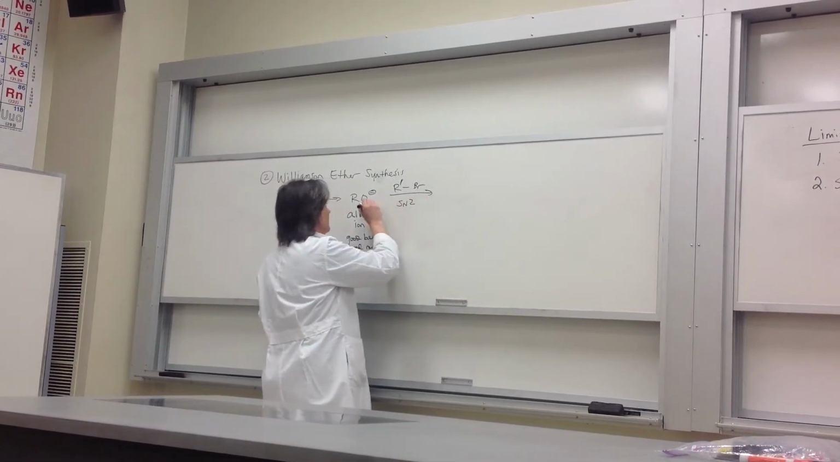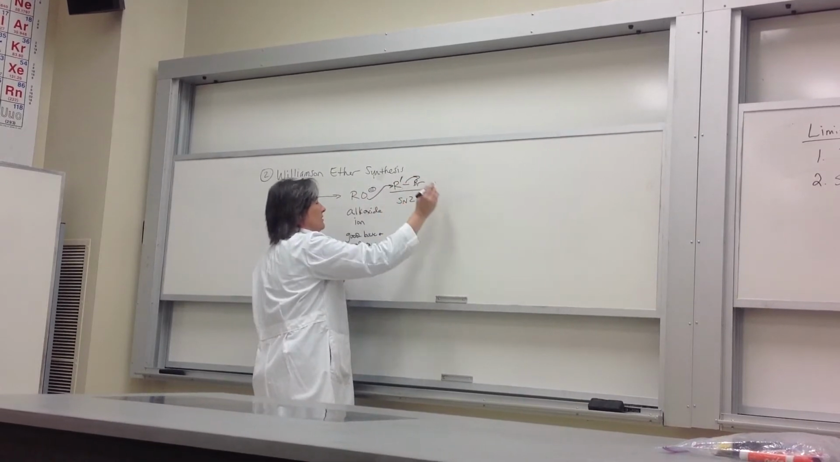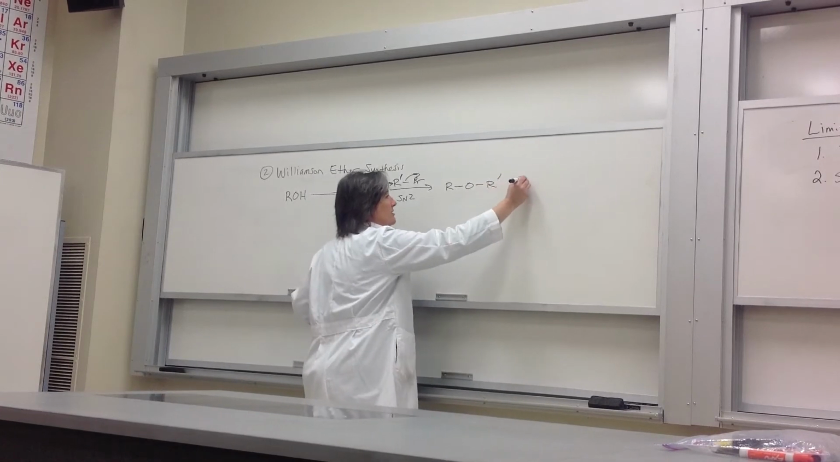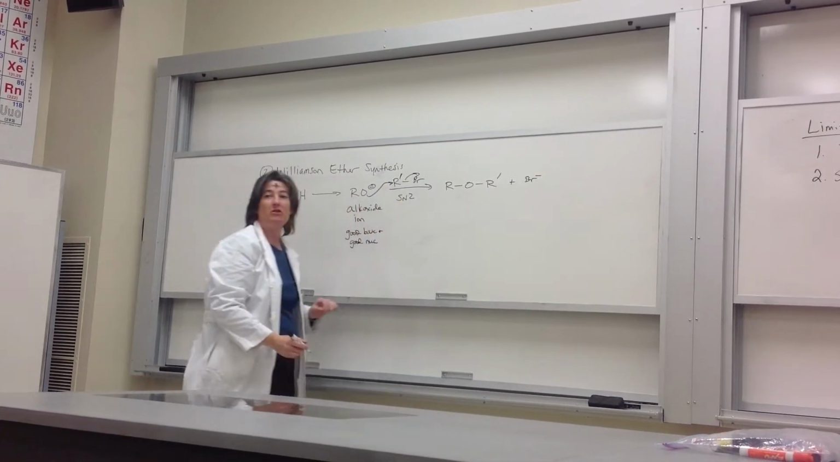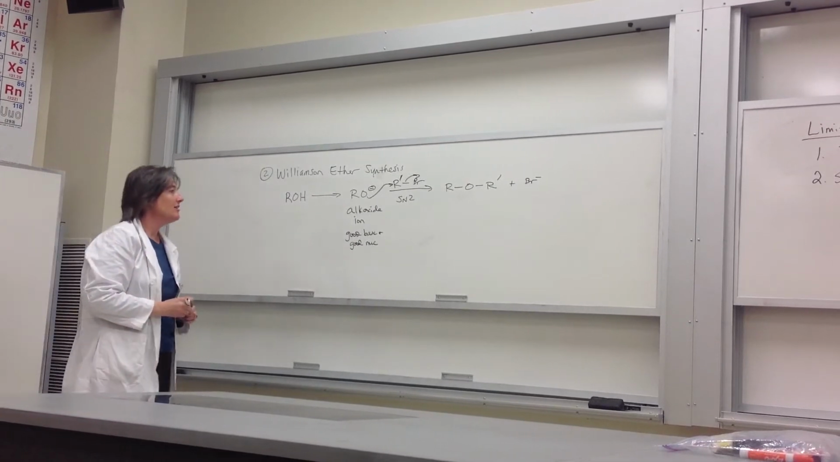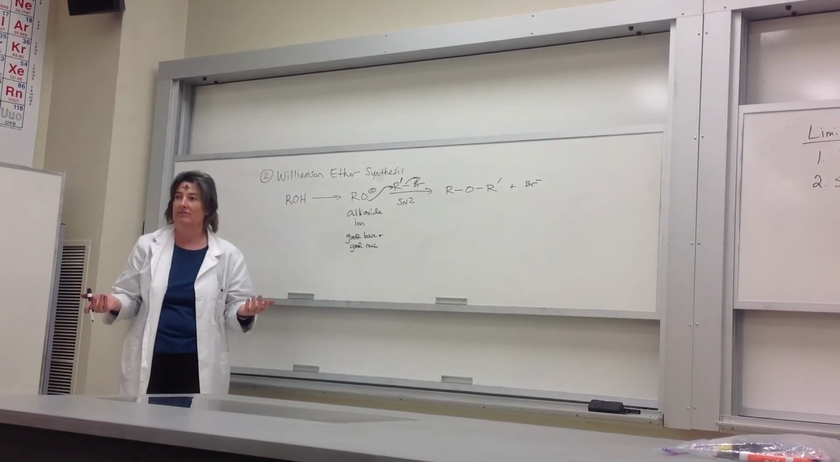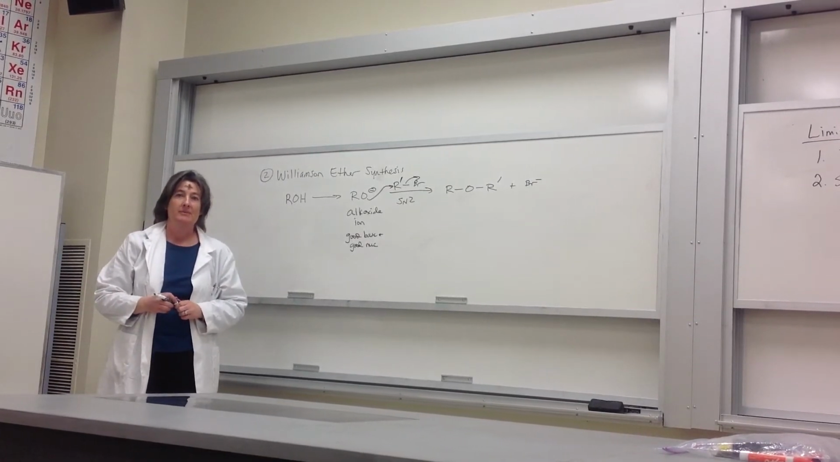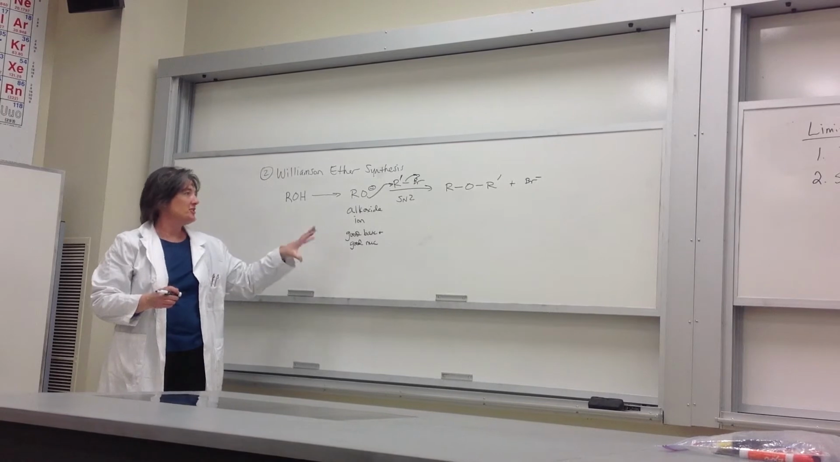and you end up forming RO, R prime plus Br minus. You end up forming an ether. And your alkyl groups could be the same, or more than likely, they would be different. Okay, so that's the generic reaction.